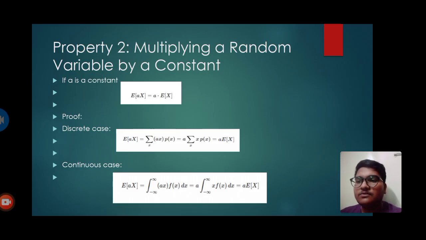Now in the continuous case, the expectation of aX is equal to the integral from minus infinity to infinity of a x times f_X(x) dx. This is a times the integral from minus infinity to infinity of x times f_X(x) dx, which is equal to a times E of X, as that integral is the expectation of x. This is the case for continuous expectation.